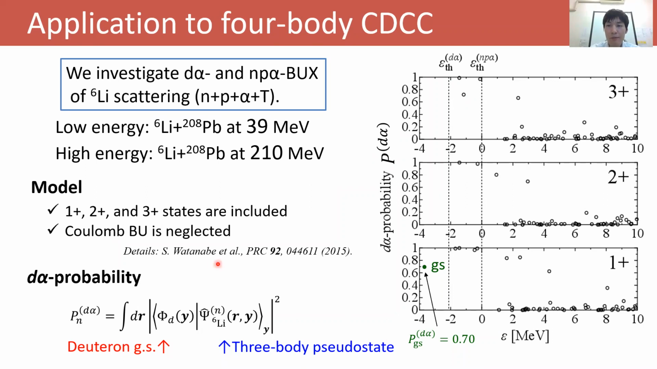As we discussed in the beryllium-11 scattering, first we defined the D-alpha probability, defined by this equation. This is the overlap between the three-body pseudostate and the D-alpha ground state. This figure shows the D-alpha probability as a function of the excitation energy. Now, the energy is shown with reference to the NP-alpha threshold energy. For example, the ground state exists at minus 3.7 MeV, and it contains the D-alpha component by 70%. And as you can see, there are several states that have large D-alpha probabilities like this.